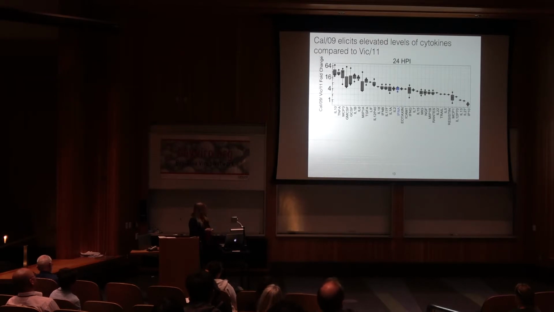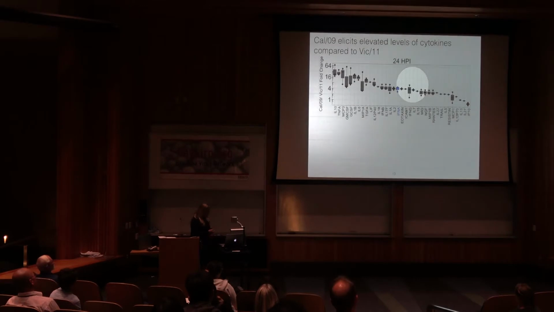So identification of these transcriptional differences prompted us to quantify cytokine production using Luminex. And here I plotted the log 2-fold change of Cal09 over VIC11. And you can see that Cal09 infected monocytes secreted greater levels of numerous cytokines, including interferon alpha. And this is a known potent NK cell activator.